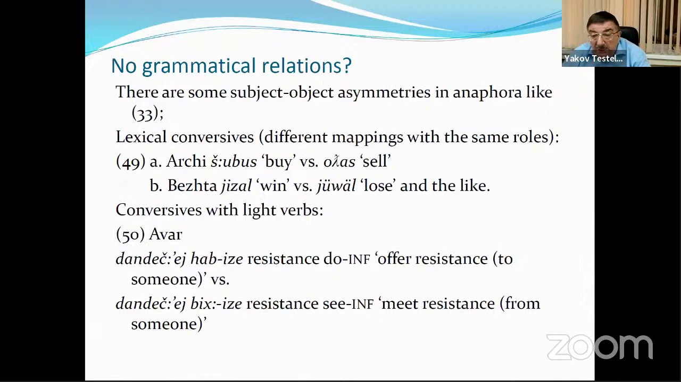There are conversive pairs with light verbs, like 15 Avar, Dandich E Habize, do resistance, which means offer resistance to someone, versus Dandich E Bihize, see resistance, which means meet resistance from someone. In fact, Habize and Bihize are light verbs here. They hardly denote do or see in any literal sense. Rather, they are grammatical elements used to contain the inflectional markers of tense, mood, and so on. So offer resistance and meet resistance are different in Avar, which probably would not be possible if the language were consistently role dominated, as Kibrick presented it in his work.